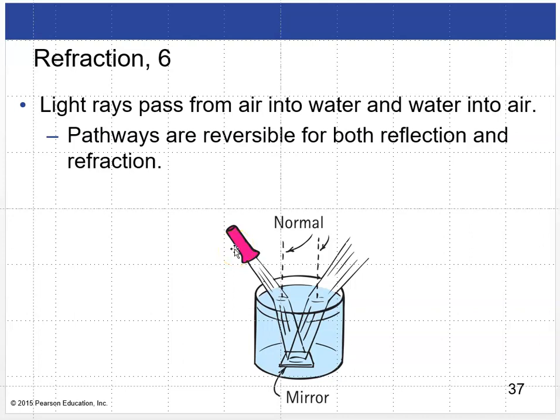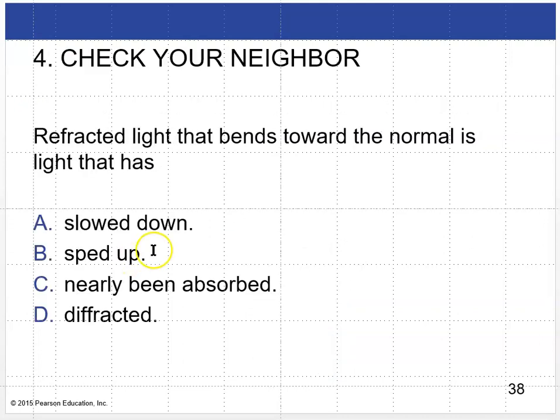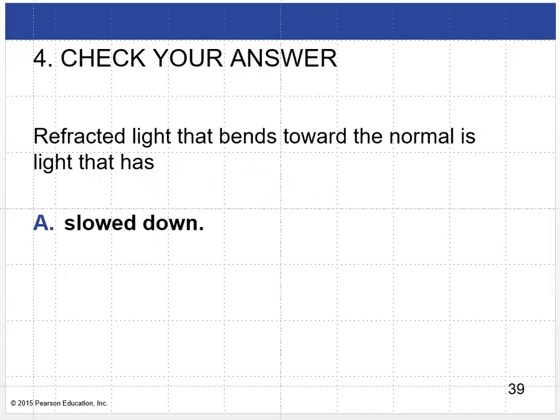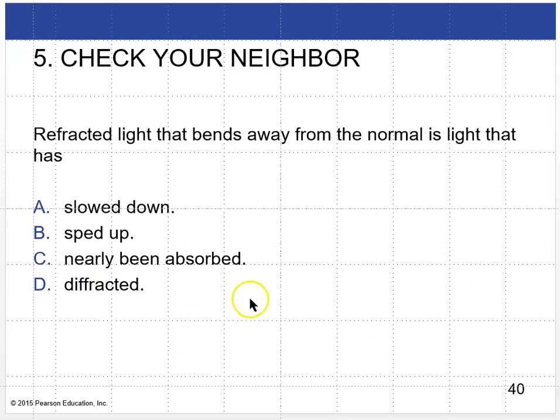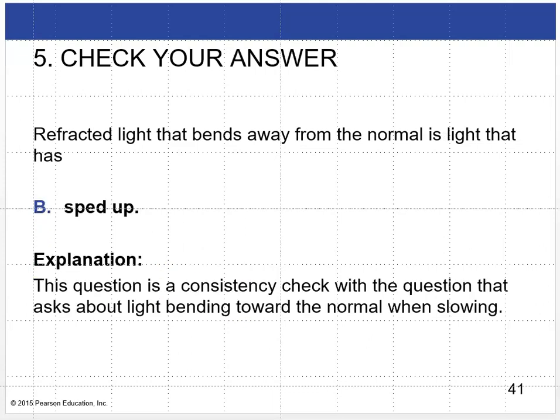You can see this for yourself. You and your buddy are looking at each other in a mirror. He can see you and you can see him. So light can go two ways. It's fully reversible. Now, refracted light that bends toward the normal is light that has slowed down. Anything that's closer to the normal has slowed down. Refracted light that bends away from the normal is light that has sped up. Anything that's further away from the normal has sped up.